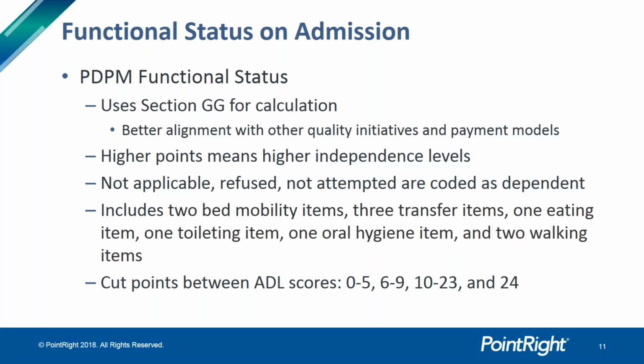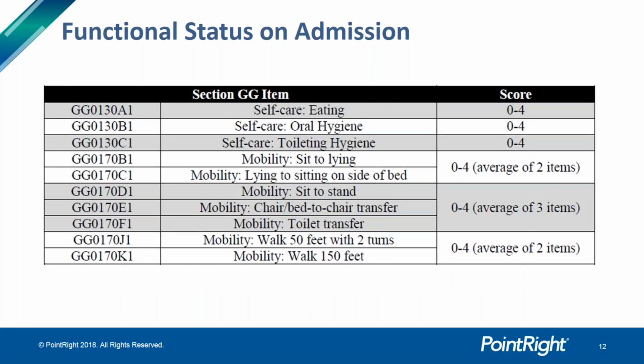It includes a variety of elements. Some of them are mid-level loss ADLs, some of them are late loss ADLs, 2 bed mobility items, there are 3 transfer items, there's 1 eating item, 1 toileting item, oral hygiene, and then there are 2 walking items that are included. And here's the section of the MDS where that information is derived, and then the different scores.